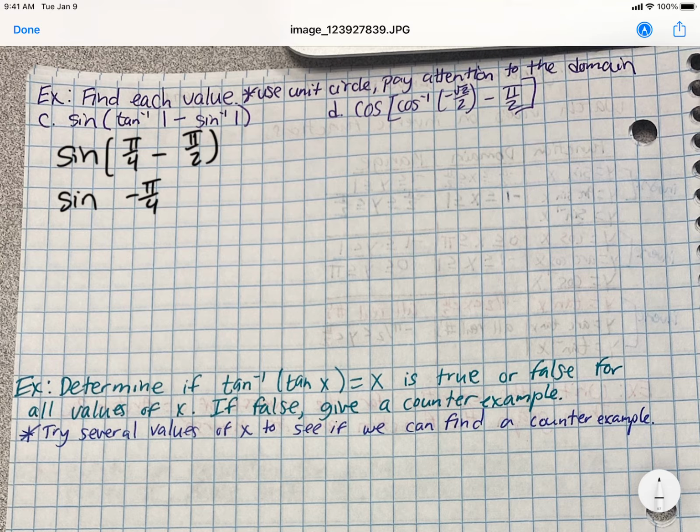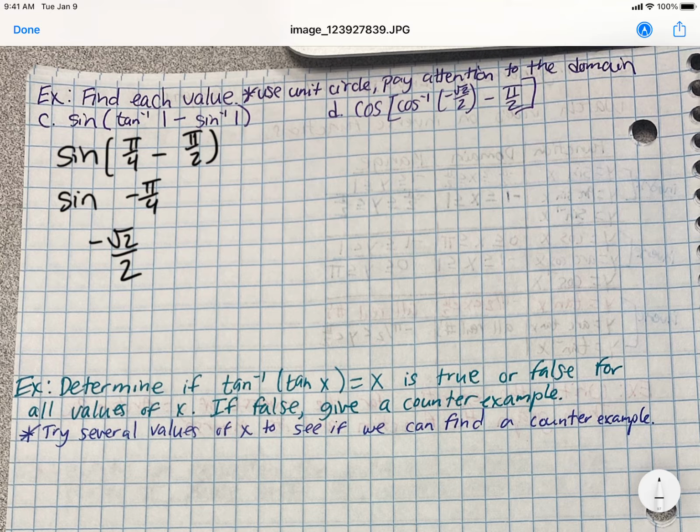Now look on your unit circle. What's the sine of negative pi over 4? That will be negative square root of 2 over 2. Because we have to look inside of our domain, from negative pi over 2 to positive pi over 2, that's the only place it could exist, there in quadrant 4.